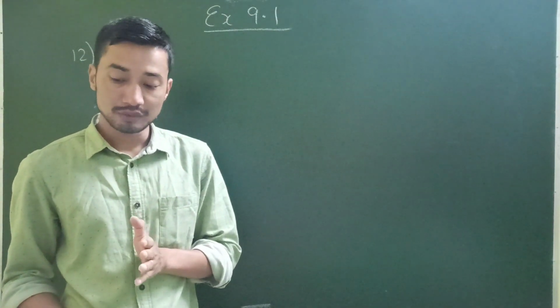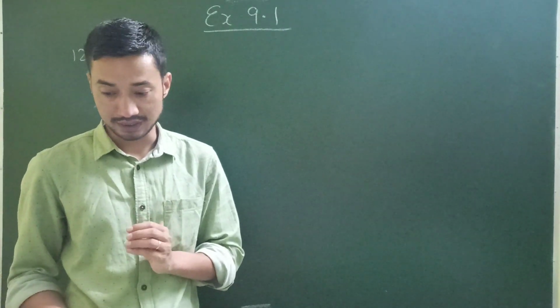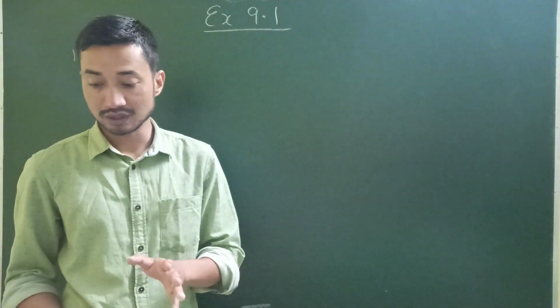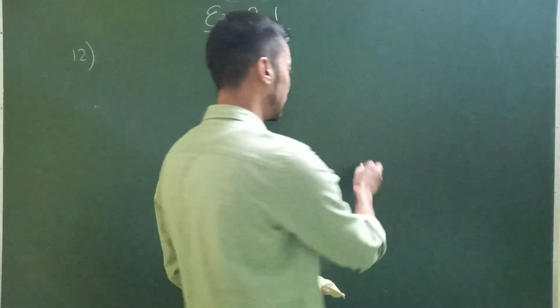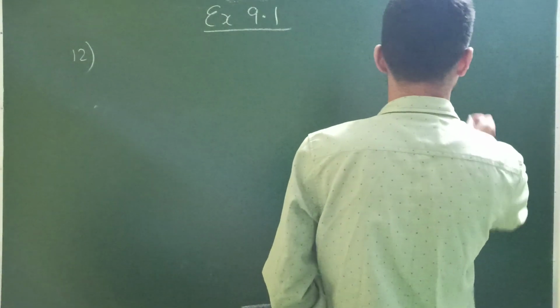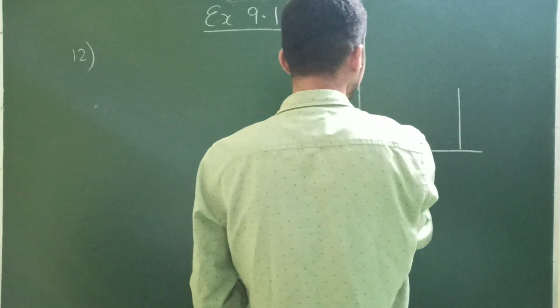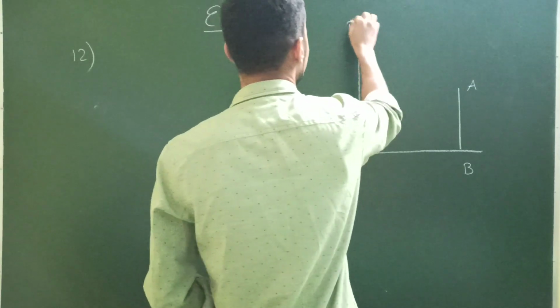From the top of a 7 meter high building, the angle of elevation of the top of a cable tower is 60 degrees and the angle of depression of its foot is 45 degrees. Determine the height of the tower. So we have a tower, we have a building. Let's draw that. Let's say this to be the building and this to be the tower.